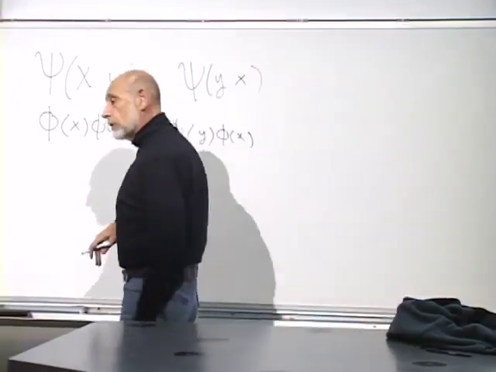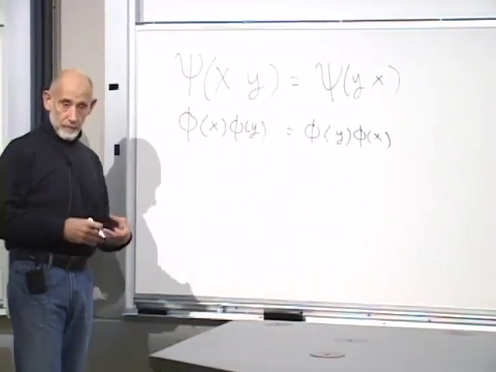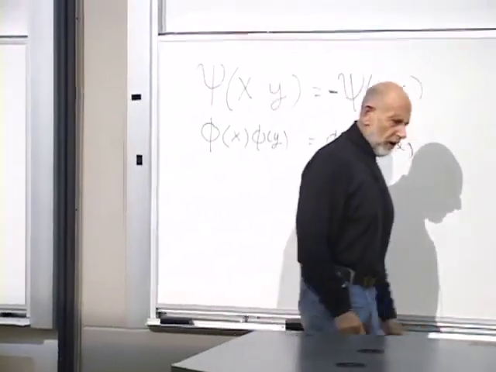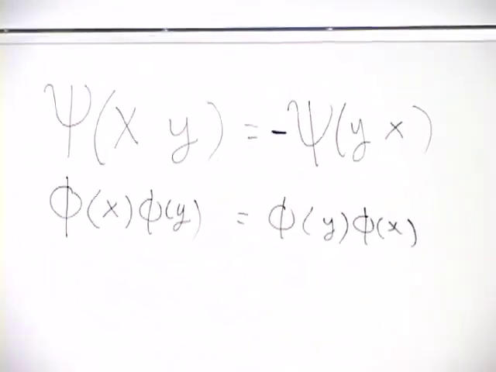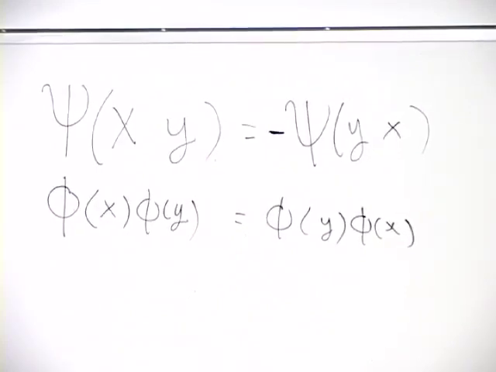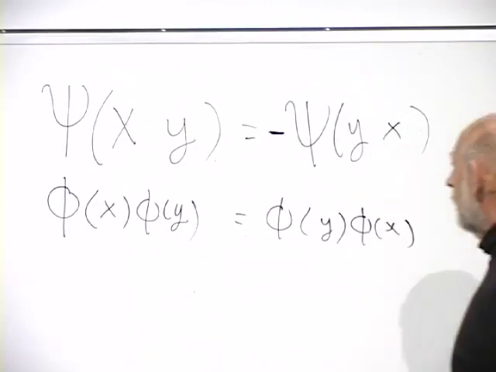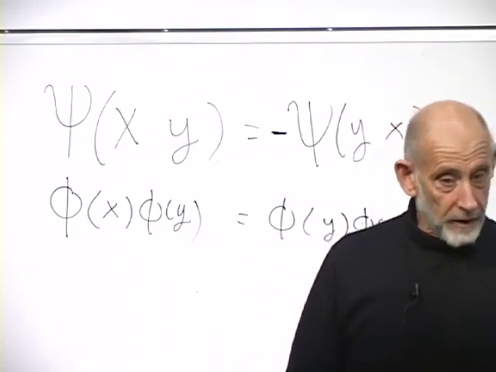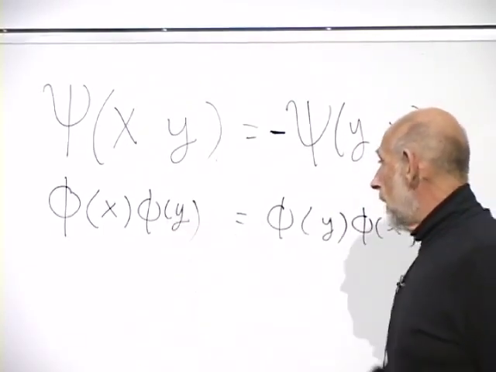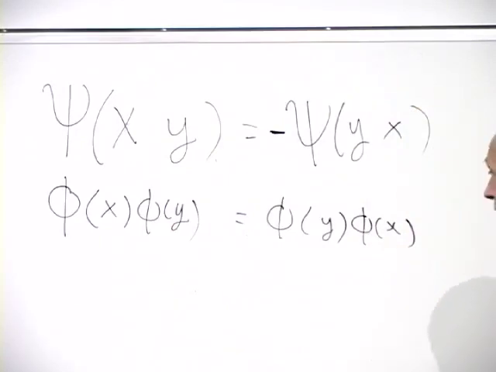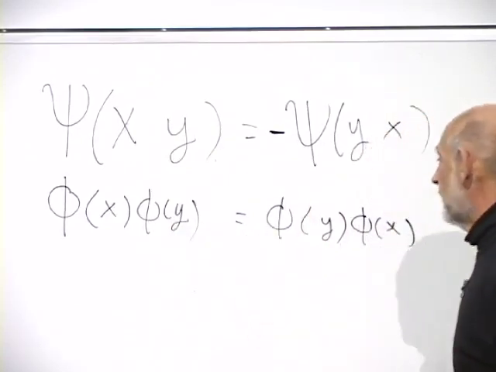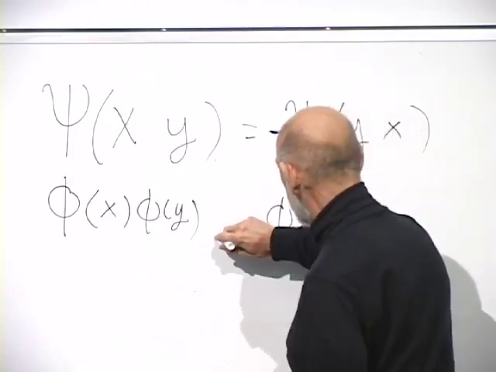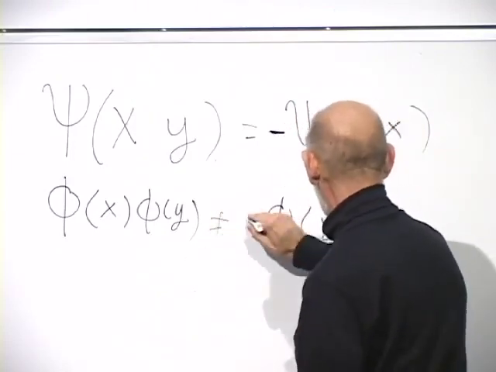What about two fermions? The rule for two fermions is that the wave function has to change sign. Now that's a very odd thing, but nevertheless, that is the abstract mathematical rule for fermions. When you interchange them, the sign of the wave function changes. Now, okay, so that's the difference between them. Then, can you have two fermions in the same state? No. Because phi of x times phi of y is not equal to phi of y times phi of x with a minus sign.